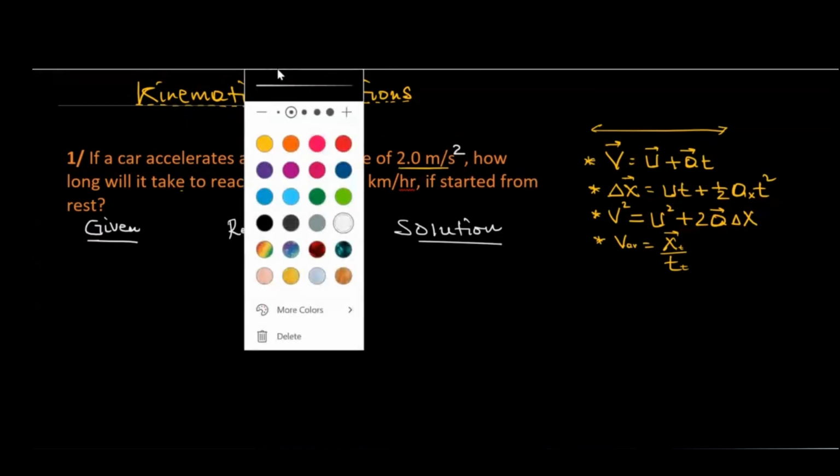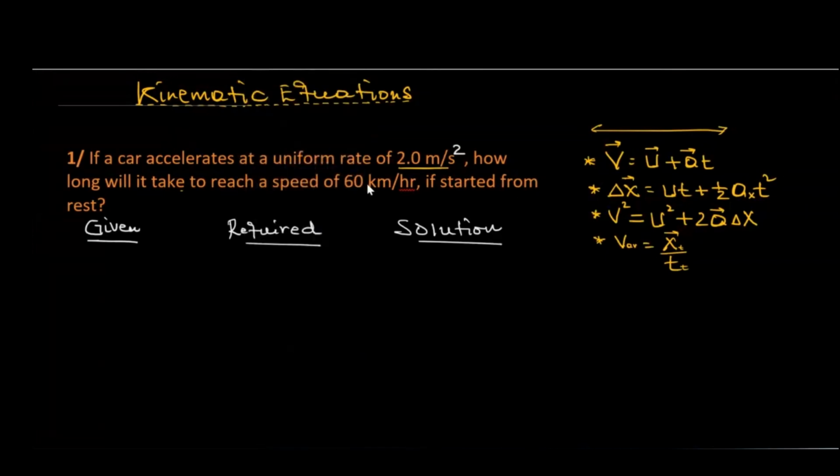All right, so according to this problem, a car accelerates at a uniform rate of 2 meters per second squared. Meters per second squared is the unit of acceleration. So one of my givens is acceleration equals 2 meters per second squared. Okay, how long will it take? This phrase, how long, is just asking me the time. How much time is needed.